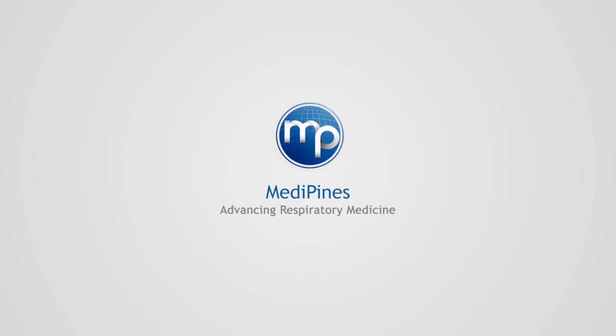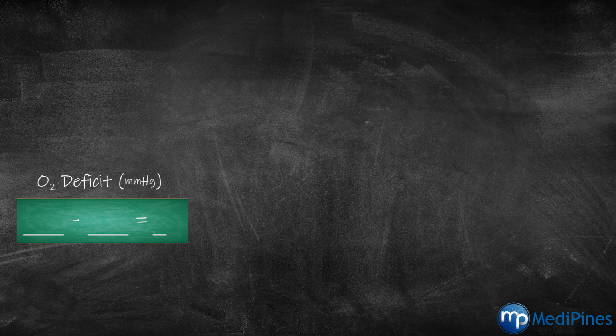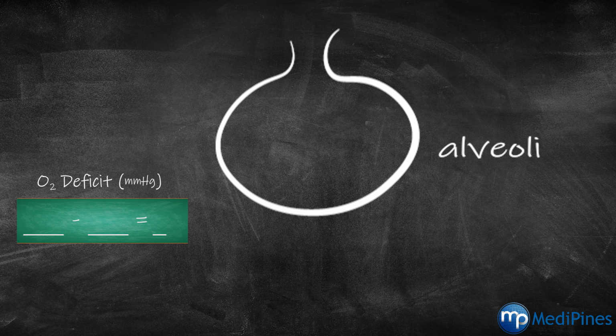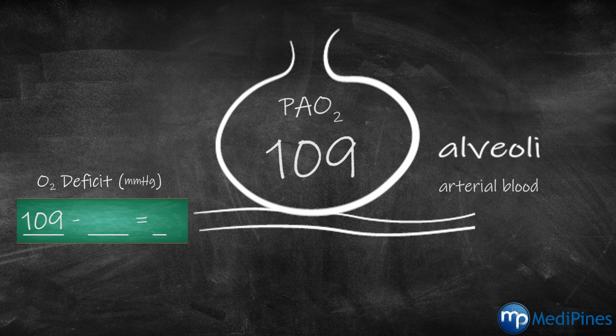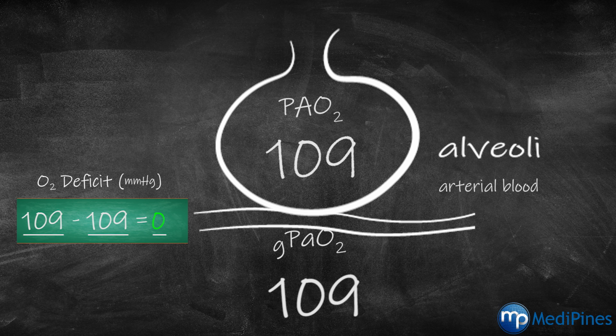So oxygen deficit is defined as the difference between the level of oxygen in the alveoli, those little air sacs, and the calculated level of oxygen in your arterial blood. Now, the calculated is key here because we're not doing another invasive measurement. Oxygen deficit is a surrogate measurement for that A gradient that we talked about earlier.